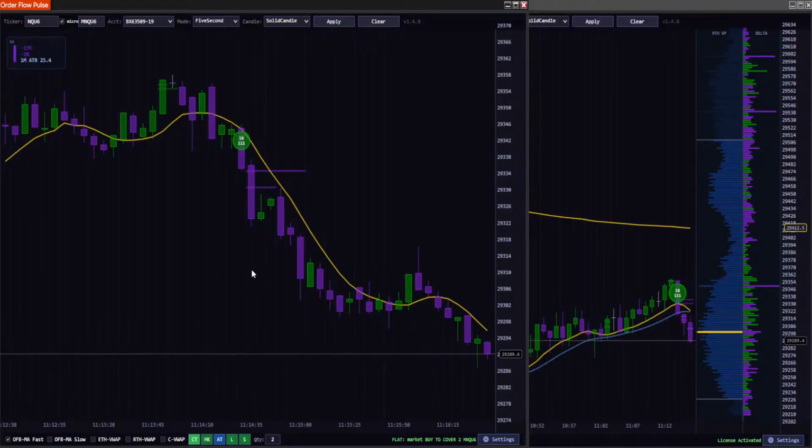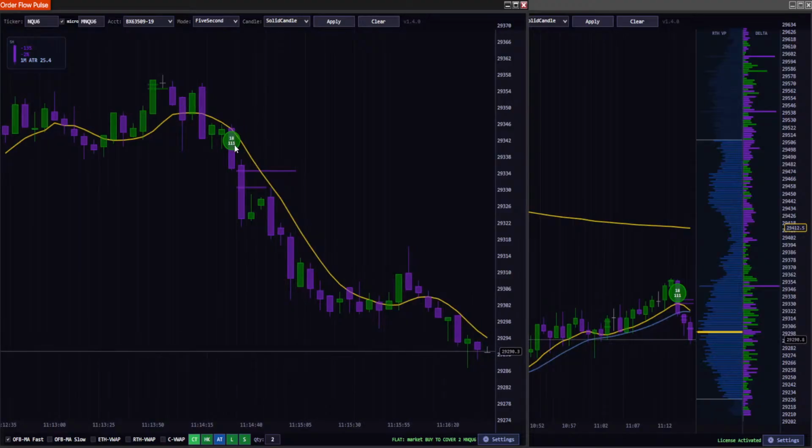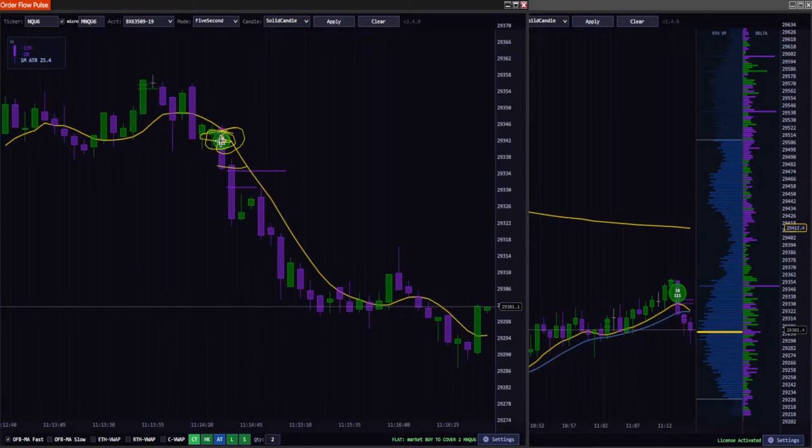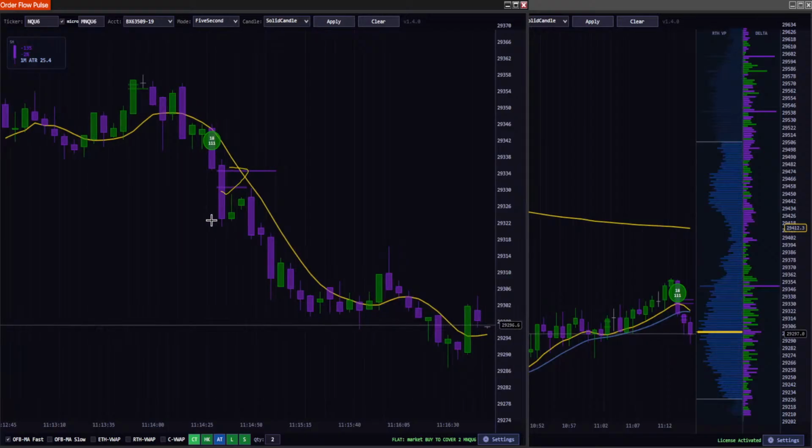But this is the kind of stuff you've got to look for. Look at this. You got a buyer right here, and we closed below it. That is a trapped buyer right there. And then you got the buy imbalance, and we closed below it. We kind of popped up. We have some inside bars and a break of that. You got to go short.